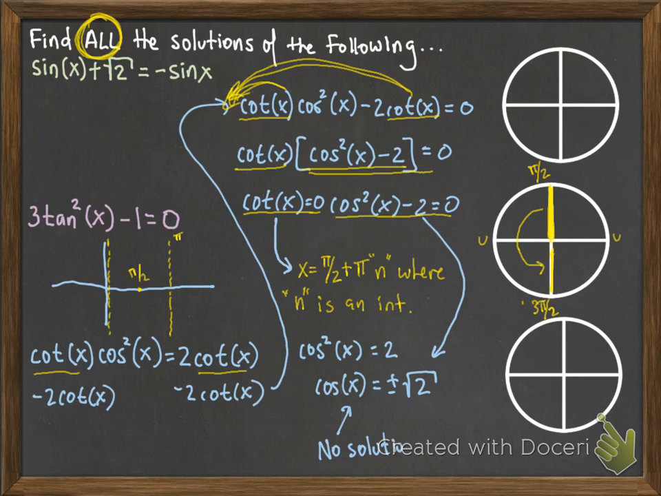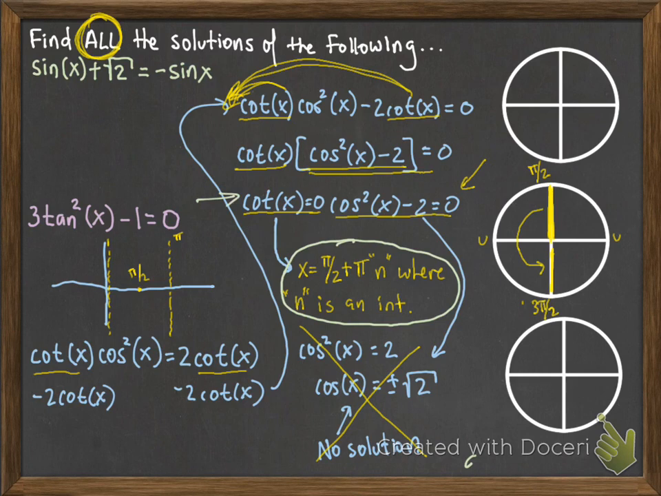Now, it's only for that part. So putting the pieces together, this part is just nonsensical, because I can't get a solution for it. So the only solution that I'm worried about, and the final solution, would be this guy right here: x equals pi over 2 plus pi n, where n is an integer, simply because cotangent x equals 0 is the only part of this product that happens to have a solution.